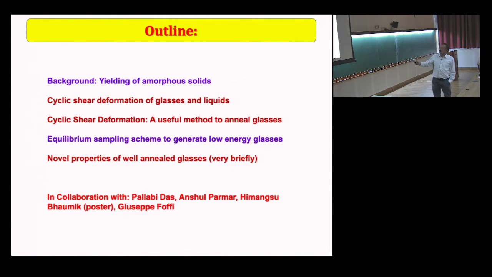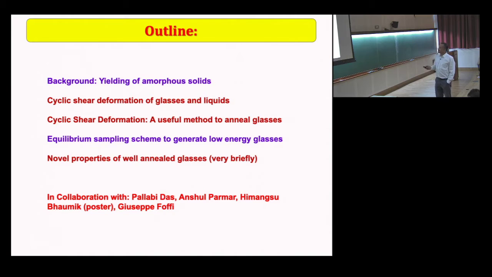Very briefly, I will say a little bit about amorphous solids and yielding and cyclic shear deformation of glasses and liquids. And mostly I'll focus on whether this procedure, which is an experimentally well-used procedure for looking at mechanical behavior of all kinds of solids, also helps us generate well-annealed glasses on the computer. At the very end, I'll come back to the yielding problem for two slides to tell you what interesting new physics arises when you do look at well-annealed glasses.